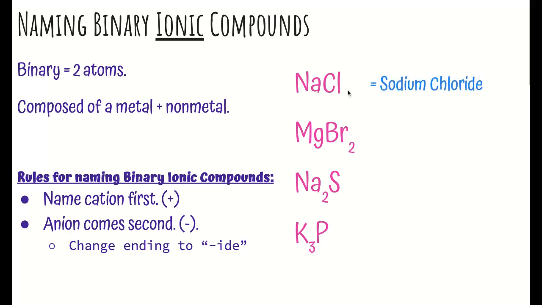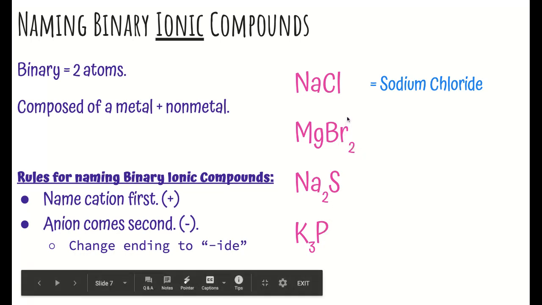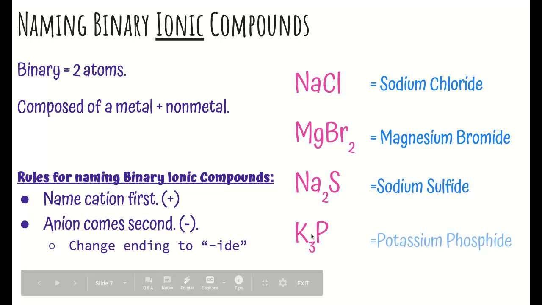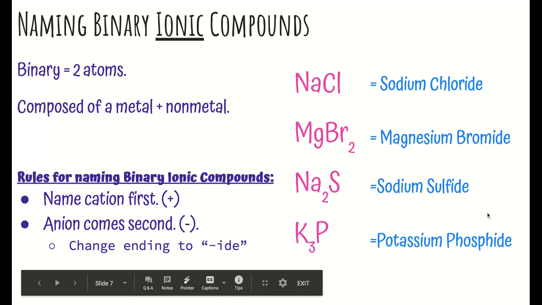That's sodium chloride, okay, not chlorine, and you're not changing anything with sodium, it's just sodium chloride. So this one, MgBr2, the 2 for ionic, the subscripts don't change anything for an ionic compound. Since this is a binary ionic compound, we're going to say it's magnesium bromide. We know that this one will be sodium sulfide and then potassium phosphide. You can see the pattern there.